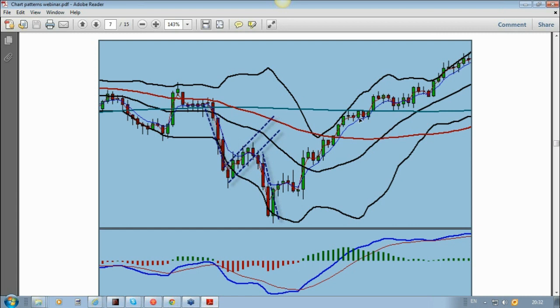The risk reward must be at least 1 to 2.53. So this trade should be good enough to consider taking.